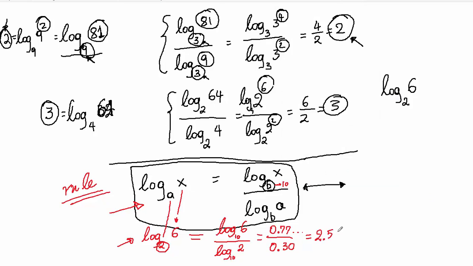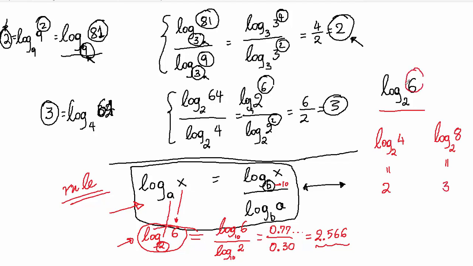Now, let's check it out to see, am I right? Well, look at the number. You have right here the log with base 2 of 6. What do I know? The log with base 2 of 4 is equal to 2. The log with base 2 of 8 is equal to 3. So since 6 is in between 4 and 8, the log with base 2 of 6 will be somewhere in between the number 2 and 3.